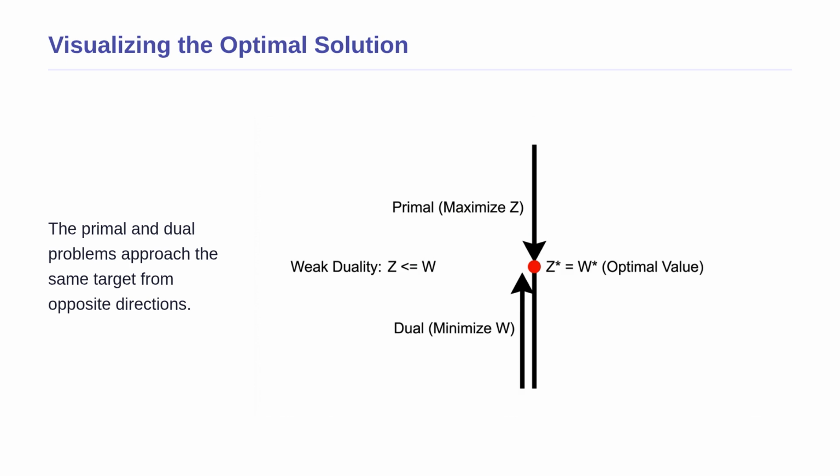Because of weak duality, the primal arrow can never cross above the dual arrow. They are trapped. Ultimately, they collide exactly at that red dot in the middle. That intersection is the optimal solution, where Z star equals W star, visually proving that the gap between them completely disappears.